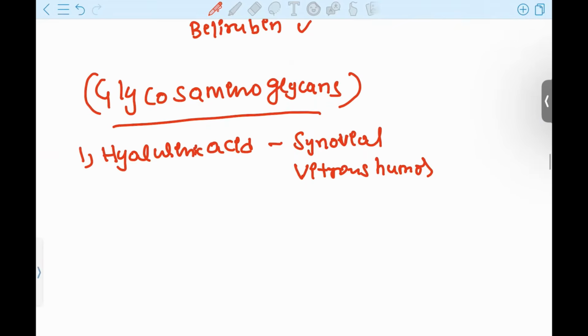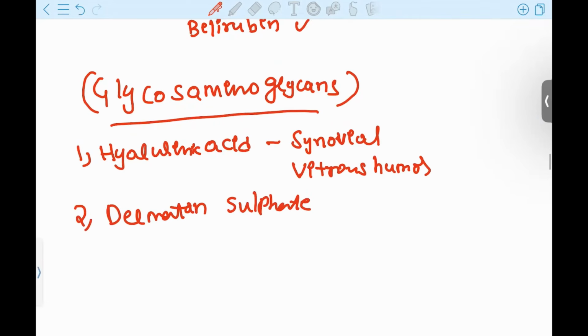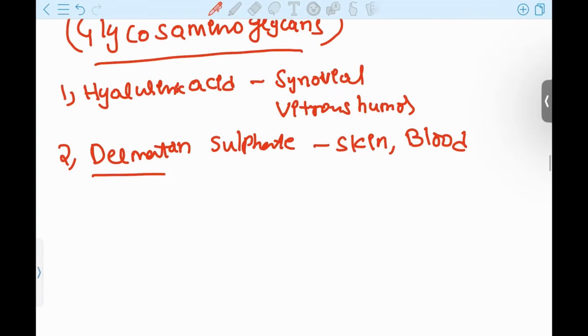And the next one is dermatan sulfate. You must have already guessed it: the name derma itself tells you it is present in your skin. Along with the skin, it is also present in the blood vessels, and in the endothelium. Your glomerulus also contains dermatan sulfate.